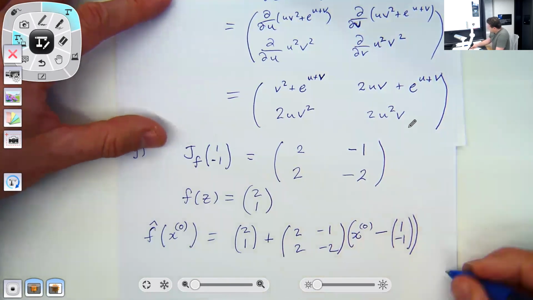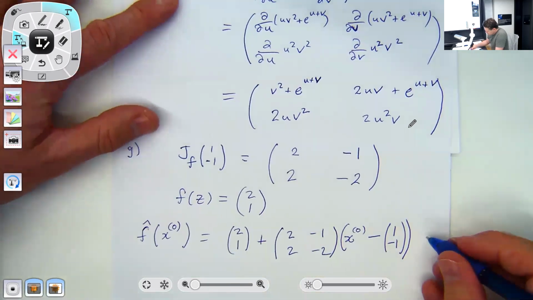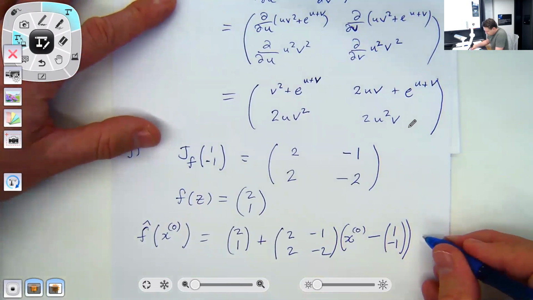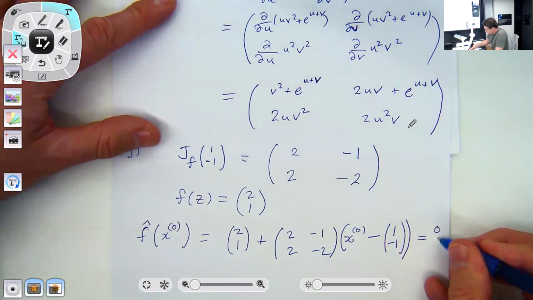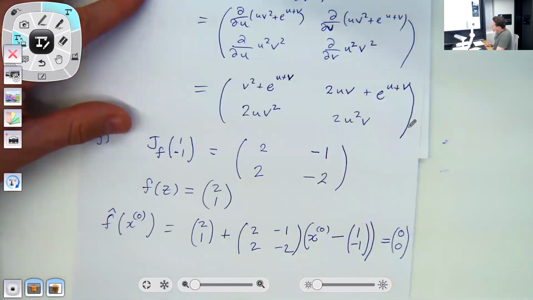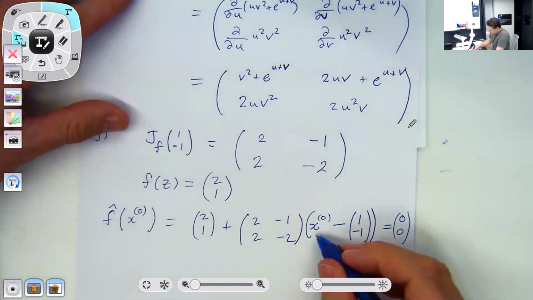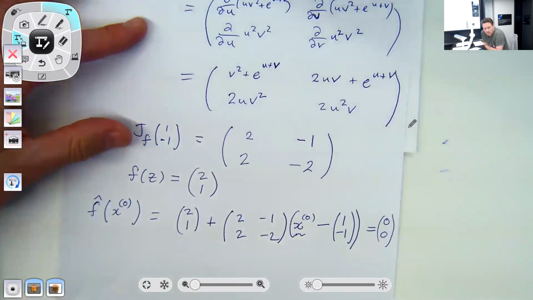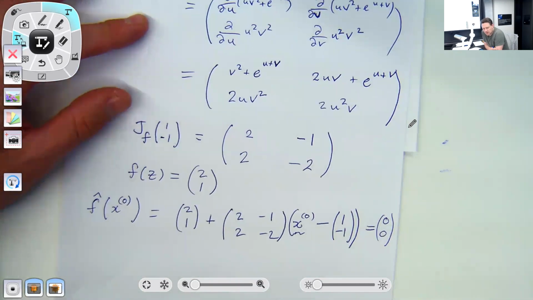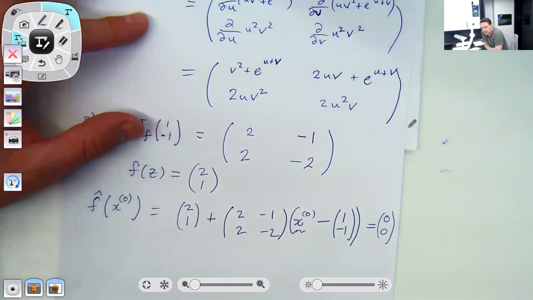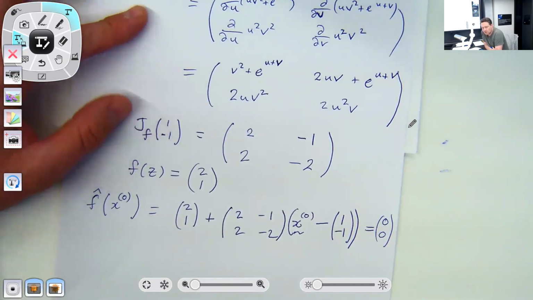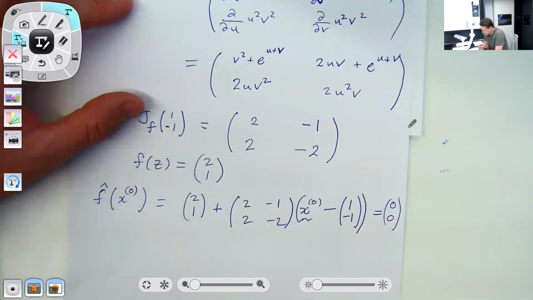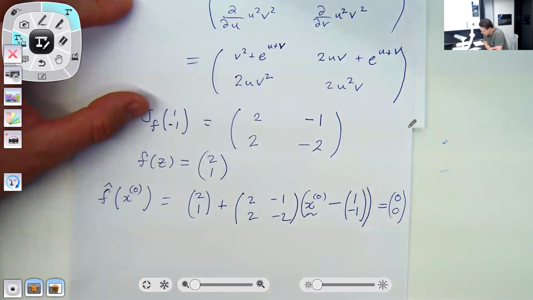What we're doing here, which I didn't say earlier, is solve for this equal to the 0 vector. So we're solving for x superscript 0 in this equation. You can see it's a linear equation, but we have some simplifying to do before we just solve it. So the first thing we'll want to do is take the 2, 1 over to the right-hand side.